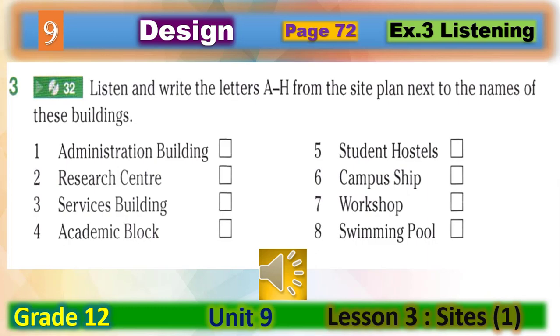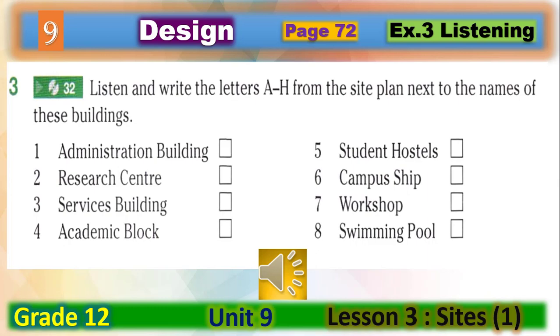Immediately adjacent to the research center, to the south of it, is a rectangular building. This is the workshop. On the opposite side of the sports field, the oval building, pointed at both ends, is the services building. And right next to the lake is a structure which is semicircular at one end and straight on the other end. This is the campus ship. It's a ship where the maritime students can practice their seafaring skills.